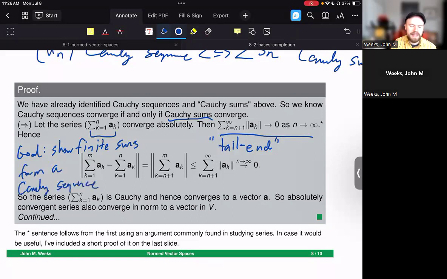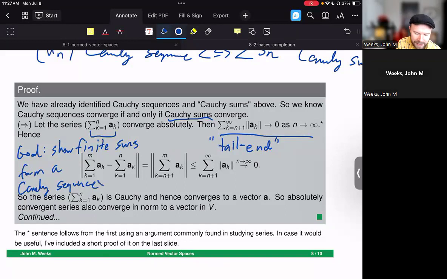We want to show that these finite sums form a Cauchy sequence because we're starting with V being complete, and we want to show that absolutely convergent series converge. So we start with a series that converges absolutely, and if we can show that the finite sums form a Cauchy sequence, well, where the finite sums converge is exactly where this Cauchy sequence is going to converge. And if all Cauchy sequences converge, then the finite sums must also converge to that very same point.